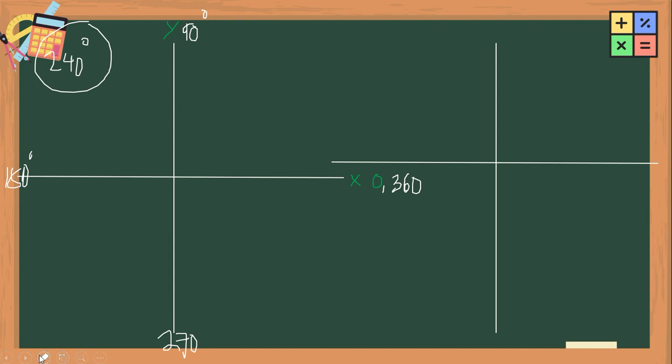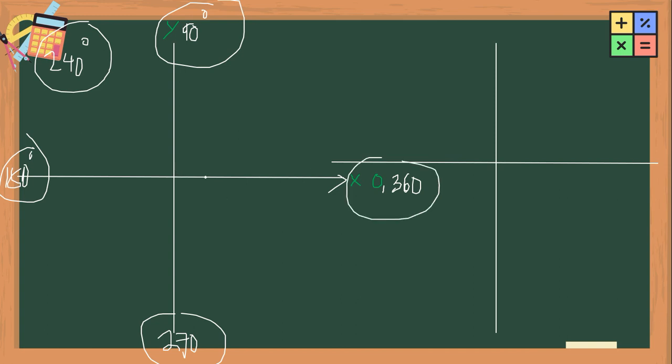Since positive yan, mag-start tayo dito sa initial side. Mali yung second, hanggang sa third lang yan. Tignan nyo naman yung measurement, nilagay ko na: 90, 180, 270, tas 0 to 360. Ito, kapag positive.